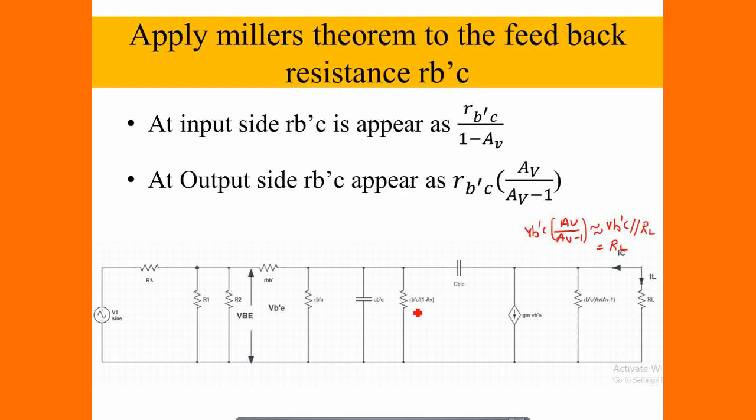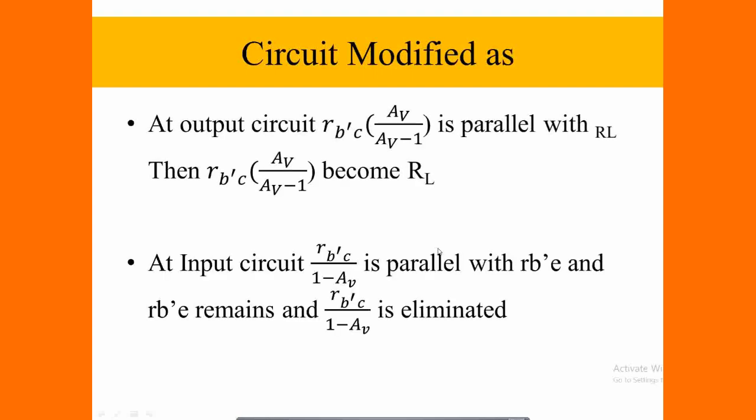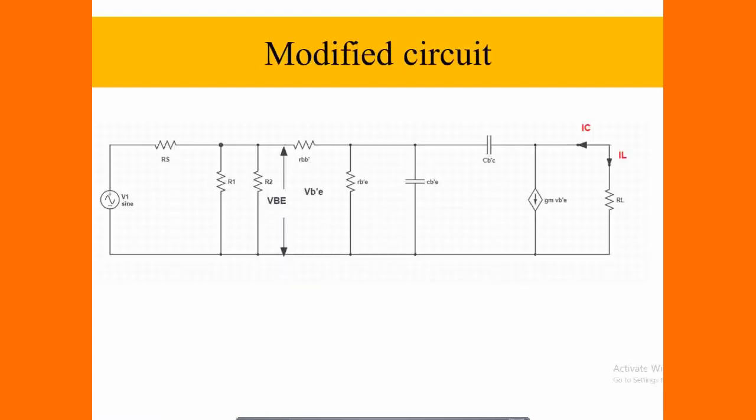Similarly, if you observe at the input circuit, RB dash E is parallel with RB dash C by 1 minus AV, and this is also approximately equal to RB dash E. So we are replacing the corresponding elements further like this. We are applying this modification in the circuitry. Then the circuit is modeled like this. Here we are taking out the corresponding RB dash C into AV by AV minus 1 from here. Similarly, at the input circuitry, RB dash C by 1 minus AV is taken out.